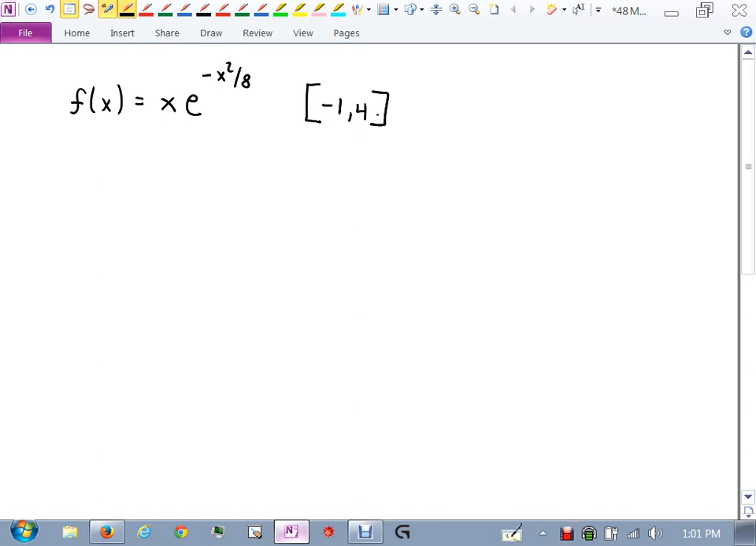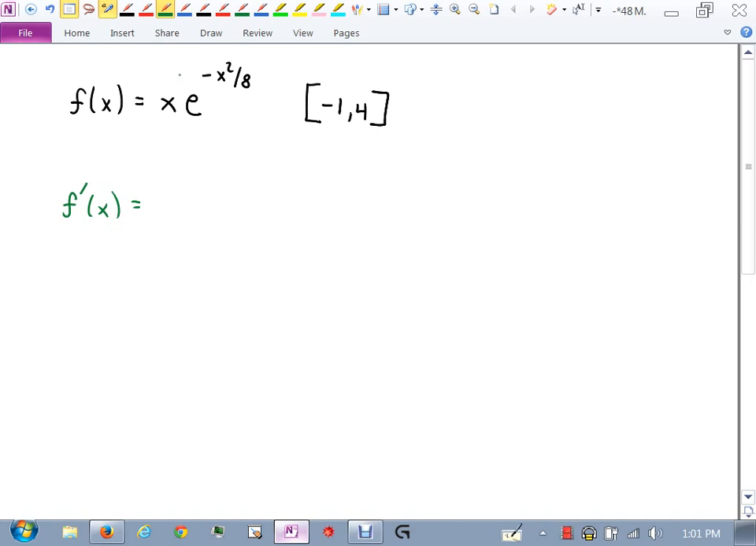So remember back in this section, we were trying to find the maximum values on a closed interval, so we use the closed interval method, right? So what we want to do is take our derivative, set it equal to 0, and figure out where it's undefined, if it even is. So I take my derivative. To do that, it's going to require some product rule and some chain rule.